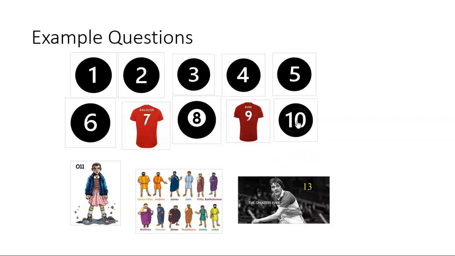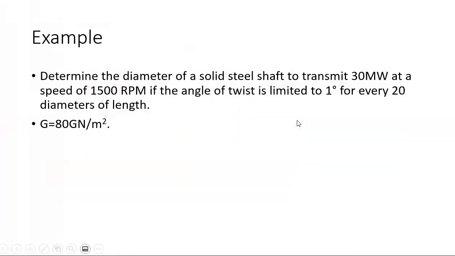Now we'll look at example 10. Determine the diameter of a solid steel shaft to transmit 30 megawatts at a speed of 1,500 revs per minute if the angle of twist is limited to 1 degree for every 20 diameters of length.